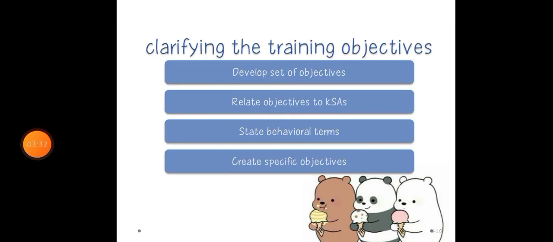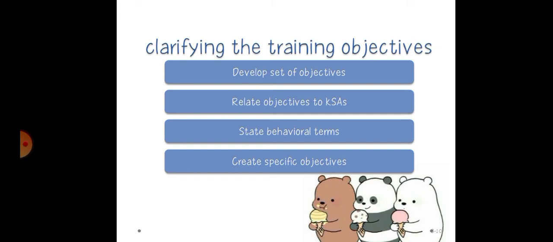Okay, let's go to clarifying the objectives of the training. Now, the objectives for the training program should be based on the assessment phase. It is the assessment phase that tells what type or what kind of training is necessary for this particular organization. Now, each objective should relate to one or more of the KSA.